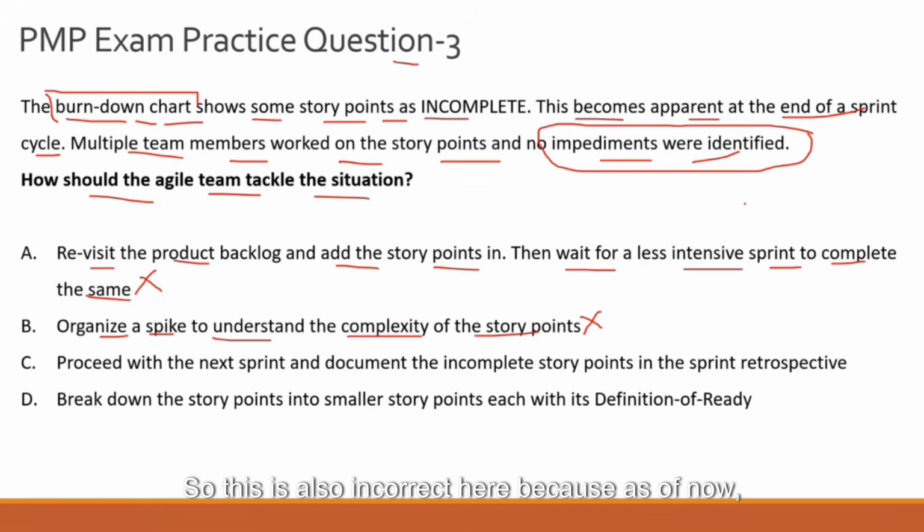Okay, so this is also incorrect here, because it has been mentioned in the question stem that there were no impediments or blockers or risks that were highlighted whilst the story points were being worked upon. Okay, so that is why option B is also incorrect.